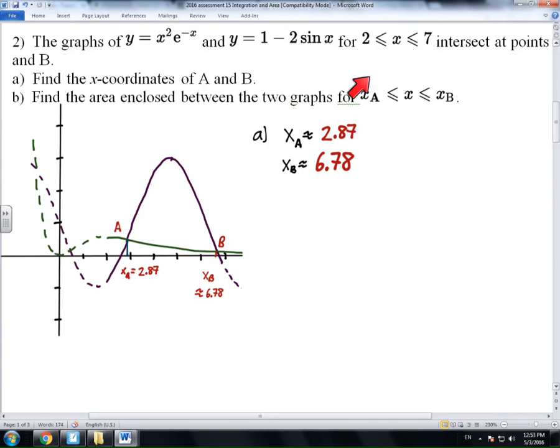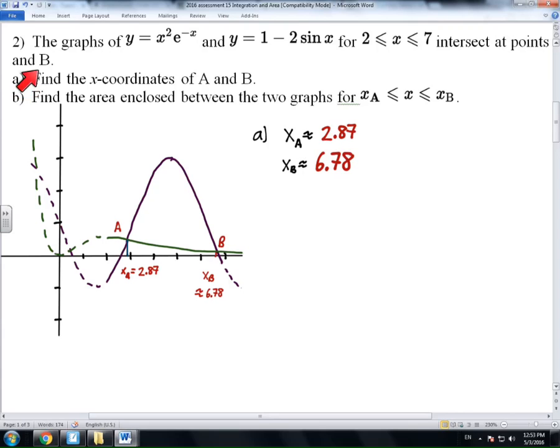The thing that we need to notice is the only part of the function I'm interested in, or functions, is x between 2 and 7. So I dotted the parts of the graph that don't matter, and then I made solid graphs from 2 to 7, because this is the part that actually matters. There's intersections over here, but we're not going to worry about those.